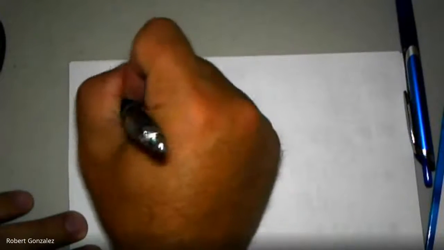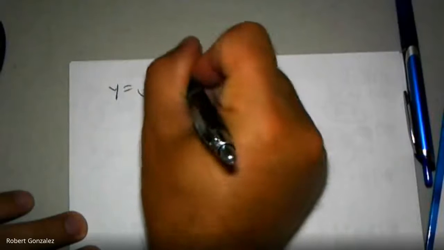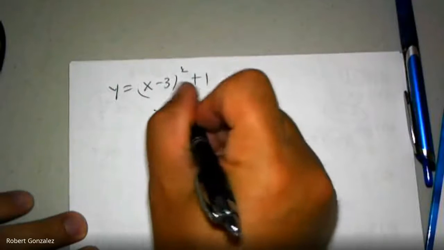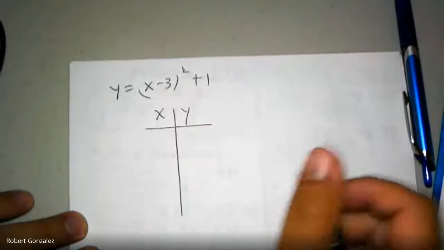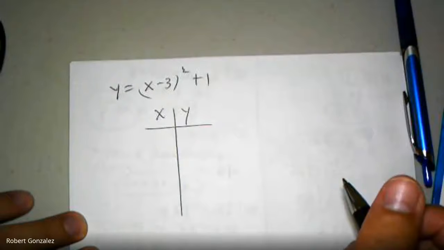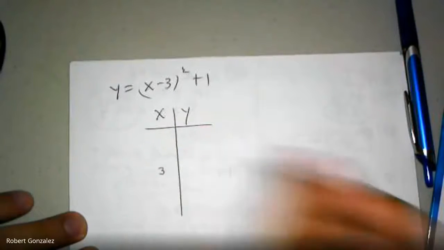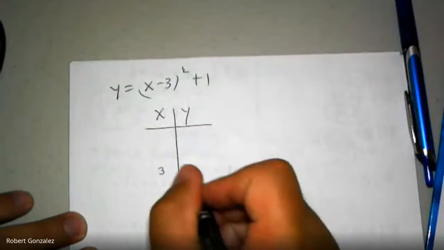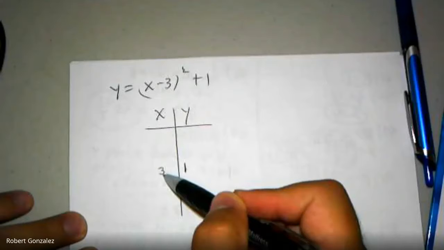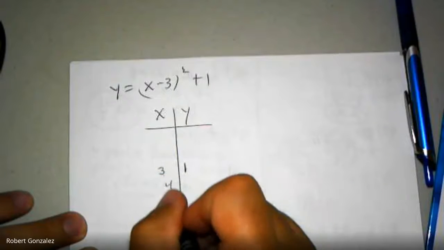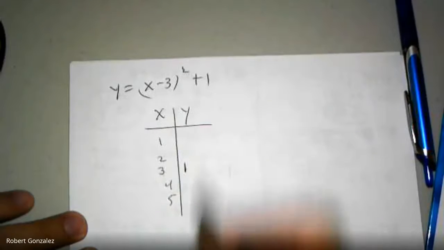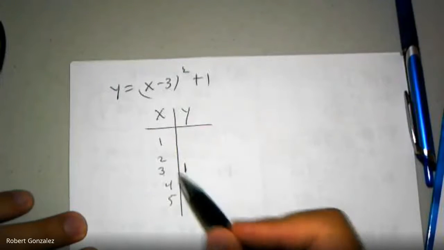If you have something like a parabola, when you choose your values for x and y, it's good to find where the axis of symmetry is and make that the middle of your table. I'm going to put 3 here because I know 3 is my axis of symmetry. My vertex is 3, 1. That's my middle x. So I'm going to go up 1, and down 1, and plug these numbers in and find out what my y value will be.